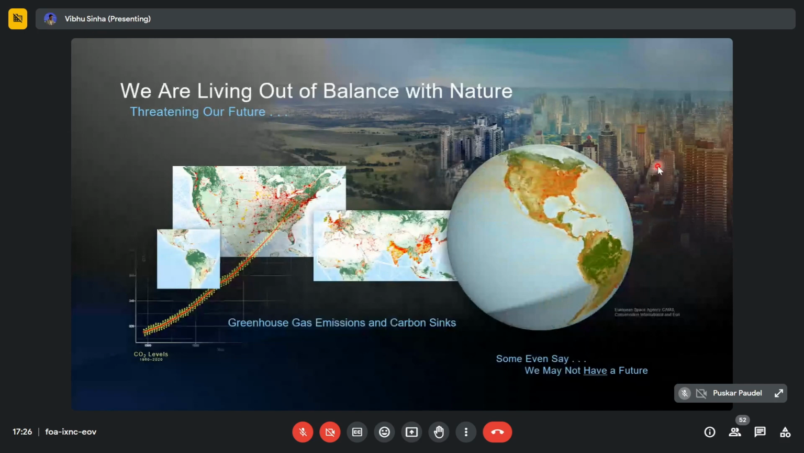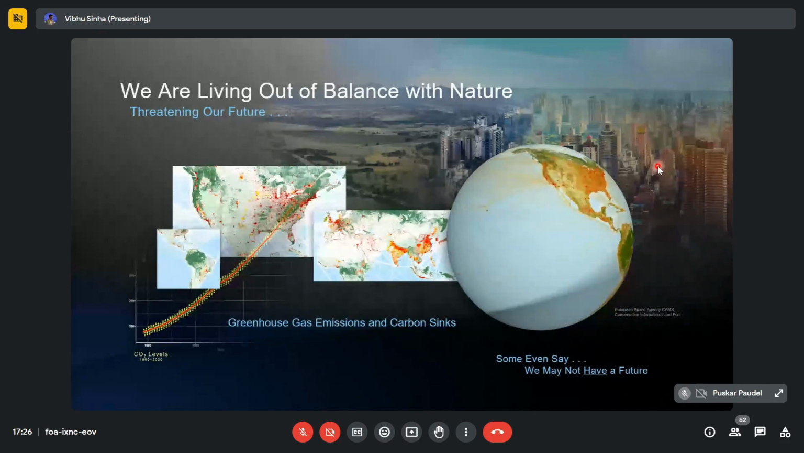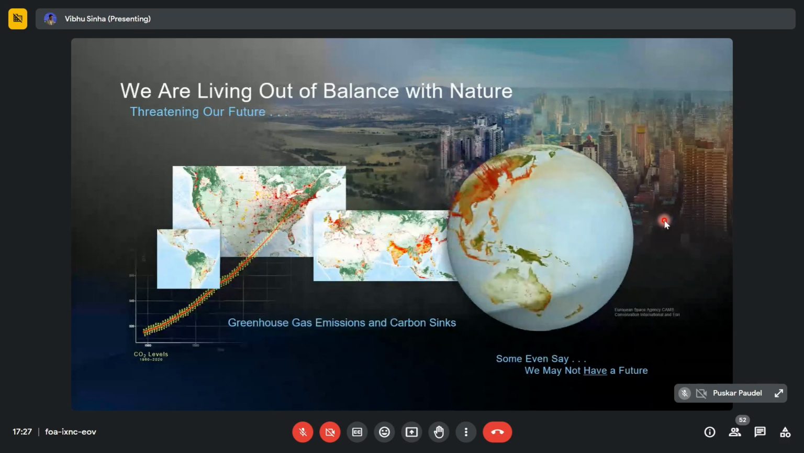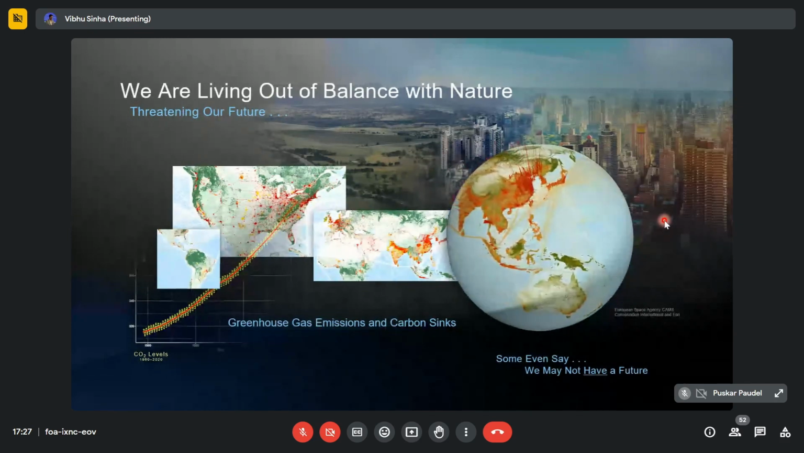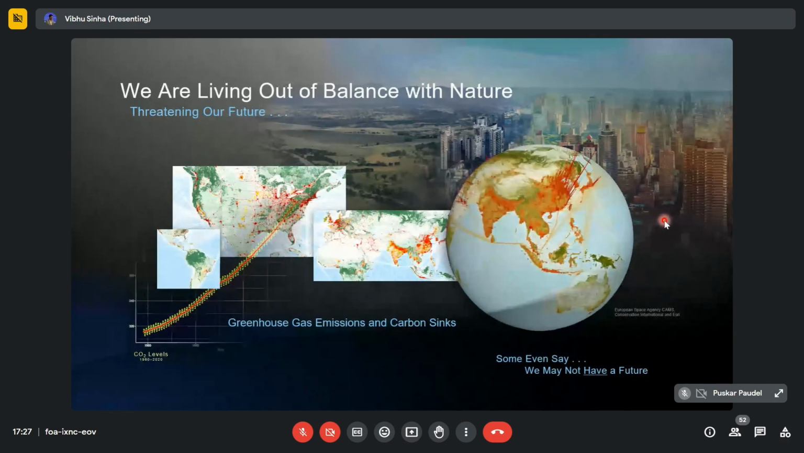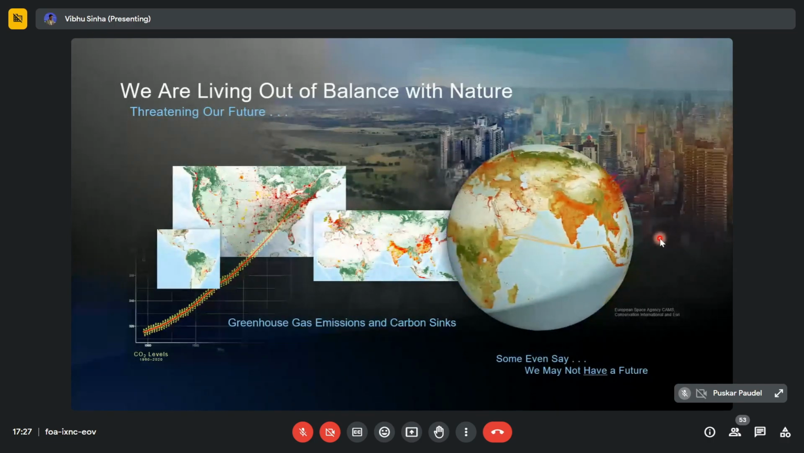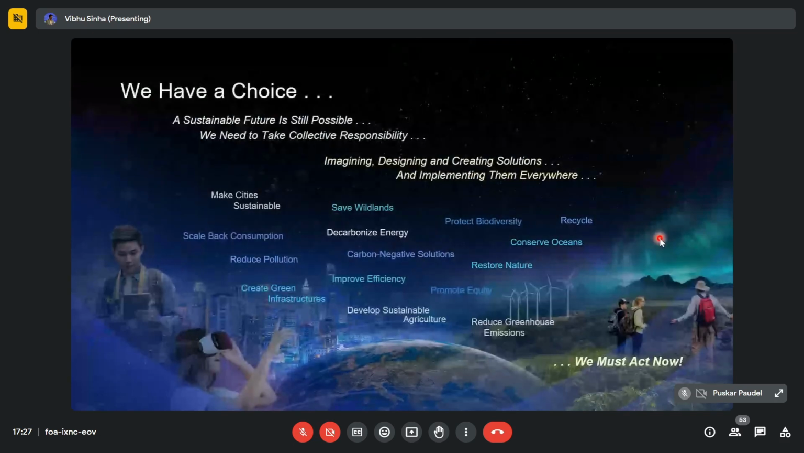And when some of us look at these things, these maps, these representations, they say, no, probably we are beyond redemption. We probably don't have a future. We are not going to win this war, or we are not going to win this race against ecological degradation, right? We may not have a future, as some say. But I think the reality is not that grim. We still have a chance. We have a choice, right?